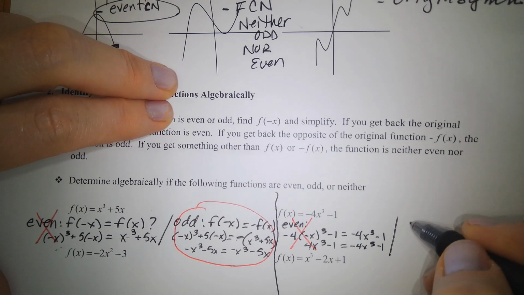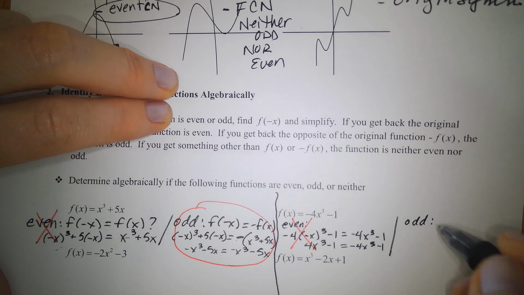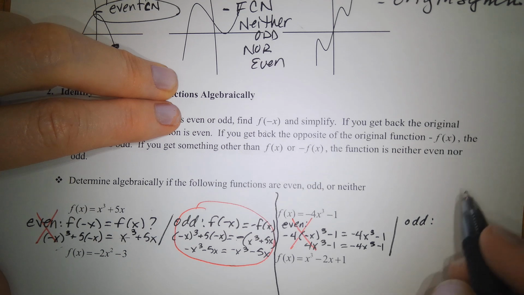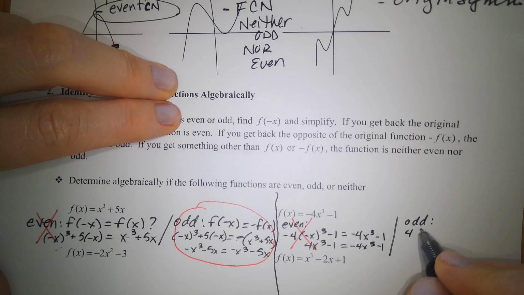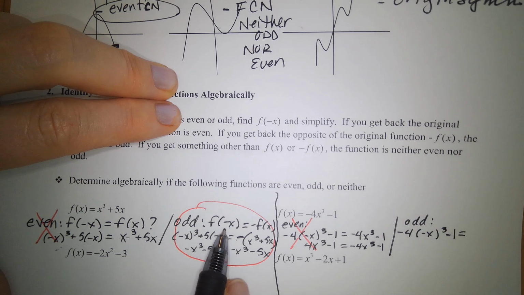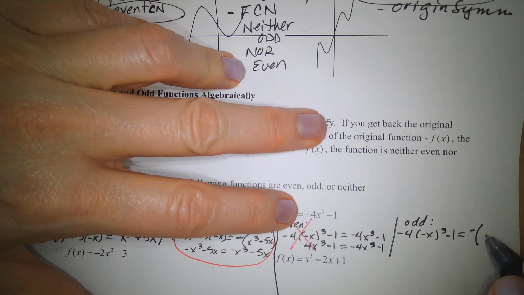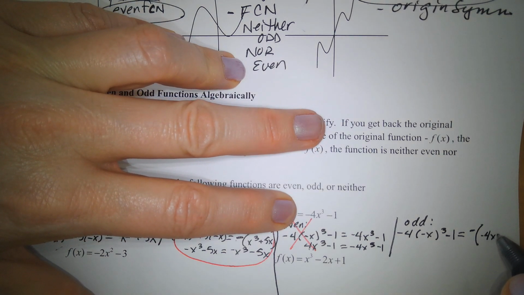Let's see if it is odd. To determine if it is odd, we take f of negative x, which we already did. So it's negative 4 times negative x to the third minus 1. And we set that equal to negative of the whole function. So we put a negative outside this whole function, which is negative 4x to the third minus 1.